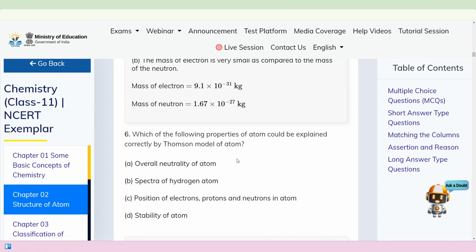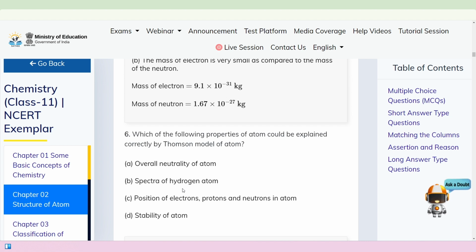Next thing, which of the following properties of atom could be explained by Thomson model of atom? So it was the Thomson plum pudding model, if you remember. First of all, it clearly explains the overall neutrality because it said that whatever may be the amount of negative charge that is planted in the bed of the positive charge, is having equal charge, but of the opposite nature. One is positive, then the other is negative.